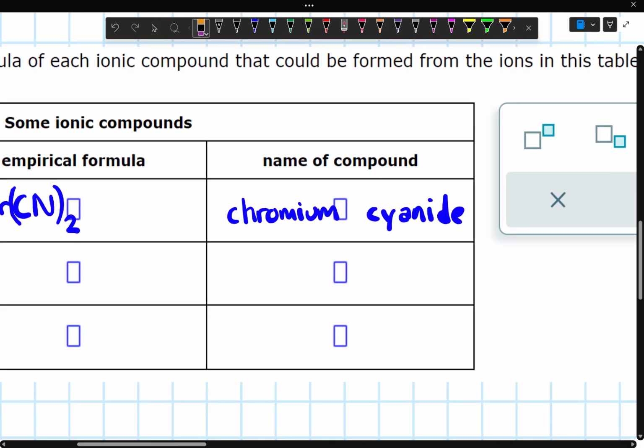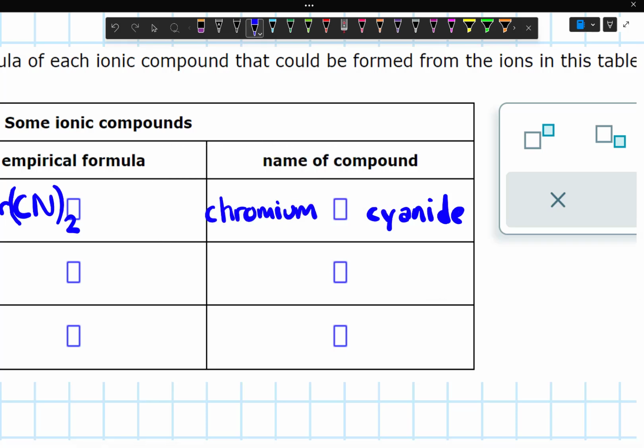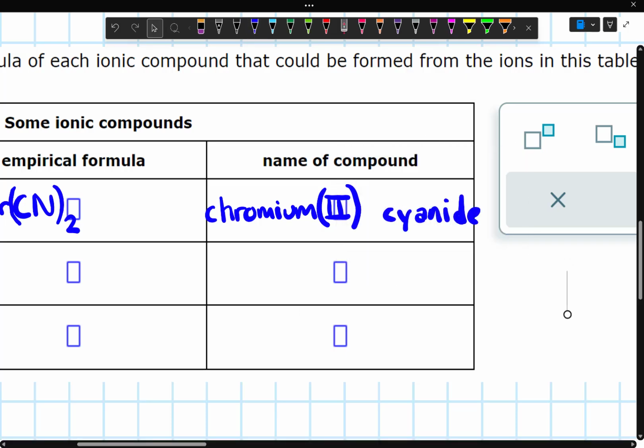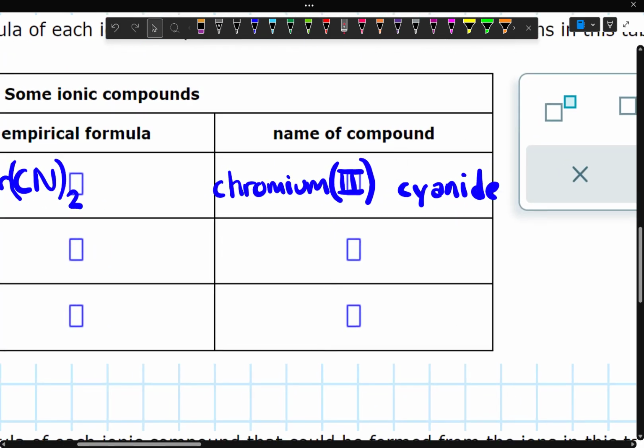So how do we represent this? Well, right after our chromium, we just put parentheses and then the Roman numeral of the charge. In this case, our charge is +2. So this is going to be Roman numeral 2 and cyanide. Just note for ALEKS's sake, there's no space here. No space. So it's kind of like one word, chromium(II), right? So that is chromium(II) cyanide, and that's it for the first one.